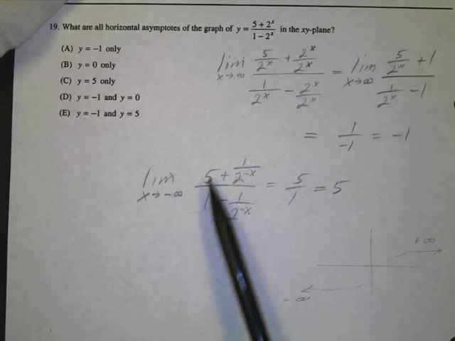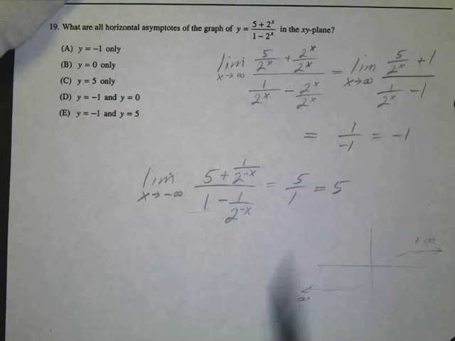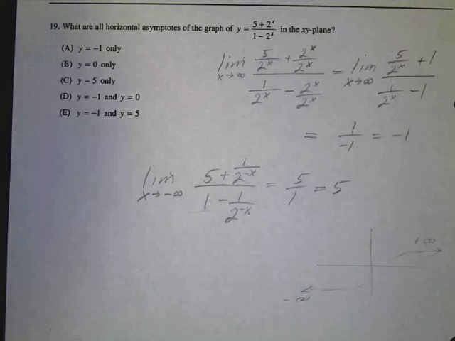This goes to 0, that goes to 0, so I have 5 over 1. So as I go to negative infinity, my asymptote is going to be 5. It's going to look a little opposite of what I wrote.